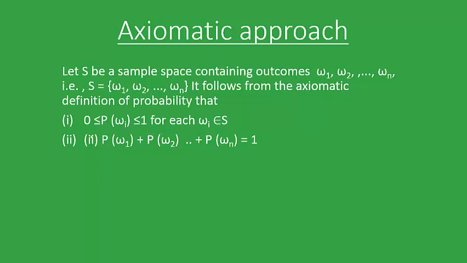The first property is that the probability of any event will lie between 0 and 1, and the sum of the probabilities of all the outcomes will always be equal to 1. And the third property is that for any event A, P(A) is equal to the sum of P(omega i), where omega i belongs to A.